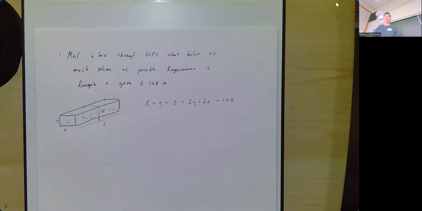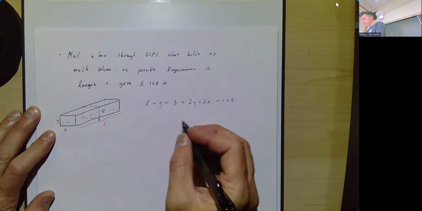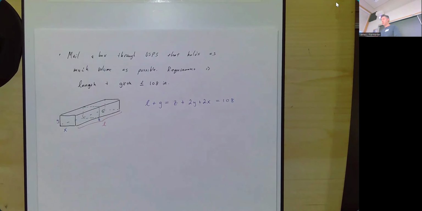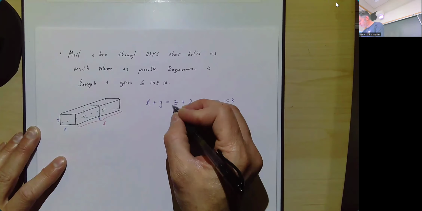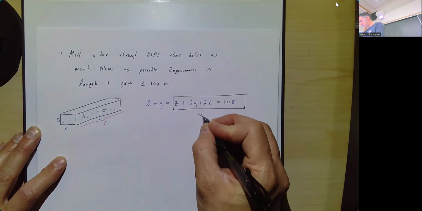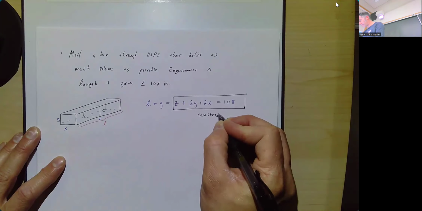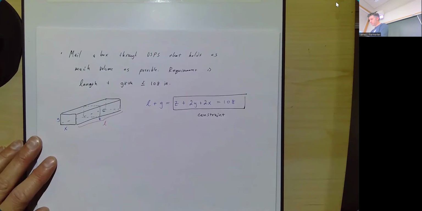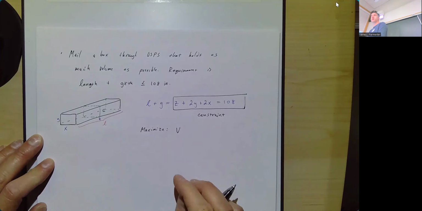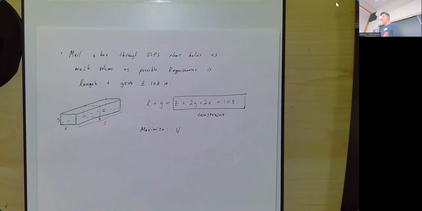There are two ways to approach this. One way is to not do any of the Lagrange stuff. One way is to solve for Z here. Sorry, let me back up one second. That's our constraint. We are constrained by the fact that these dimensions have to add to that. What are we trying to maximize? I want to maximize the volume. And for this particular drawing, the volume is X times Y times Z.